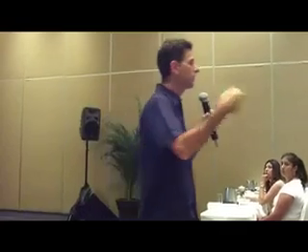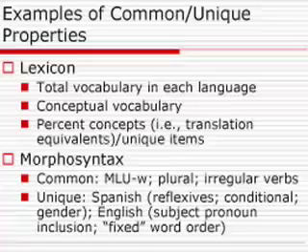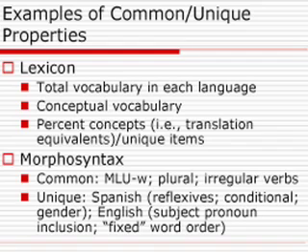Okay, so the question again is, can we turn this into something that's useful both diagnostically and therapeutically? If we look at some other areas like the lexicon, we already mentioned total vocabulary in each language, which is an example of a unique property versus conceptual vocabulary, which is an example of a common or shared property. So if you need to intervene in the lexicon, where would you start? Would you start with things that are conceptually similar in both languages or things that are unique?